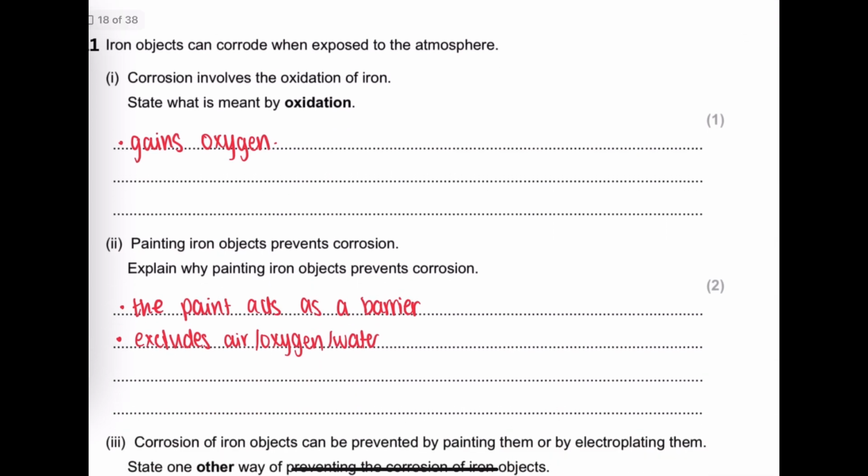Okay, iron objects can corrode when exposed to the atmosphere. Corrosion involves the oxidation of iron. What is meant by oxidation? Oxidation basically just means that it gains oxygen, and reduction just means that it takes away oxygen.